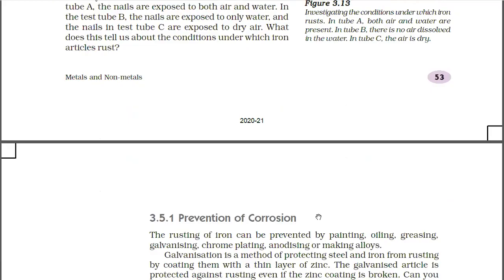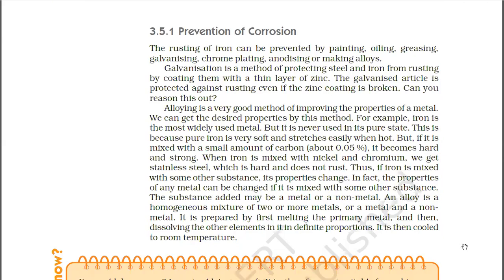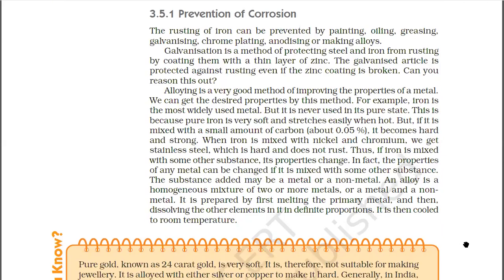Prevention of corrosion. Rusting of iron can be prevented by painting, oiling, greasing, galvanizing, chrome plating, anodizing, or making alloys. Galvanization is a method of protecting steel and iron from rusting by coating them with a thin layer of zinc. A galvanized article is protected against rusting even if the zinc coating is broken. Can you reason this out?